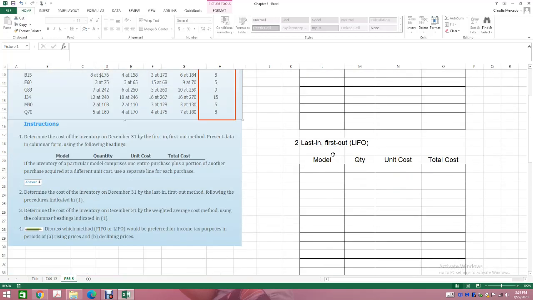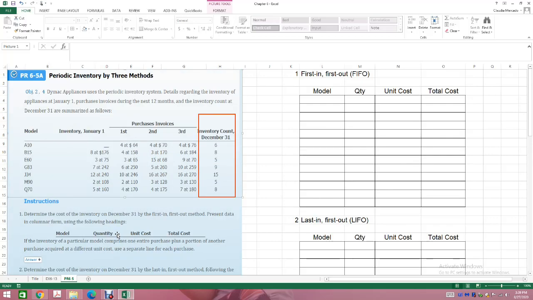So they're asking you to do the calculations using FIFO, first in, first out, LIFO, last in, first out, and then weighted average. Those are the first three requirements, and then they're asking us for a discussion. So let's focus on that first.